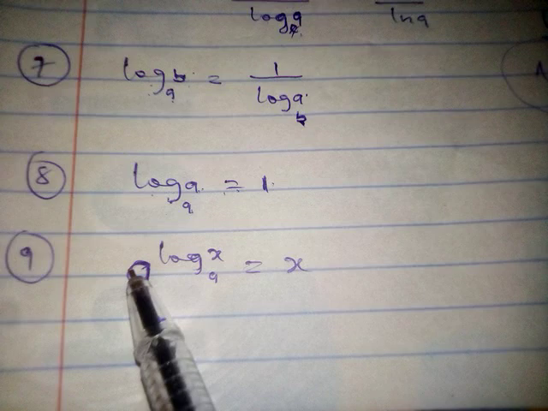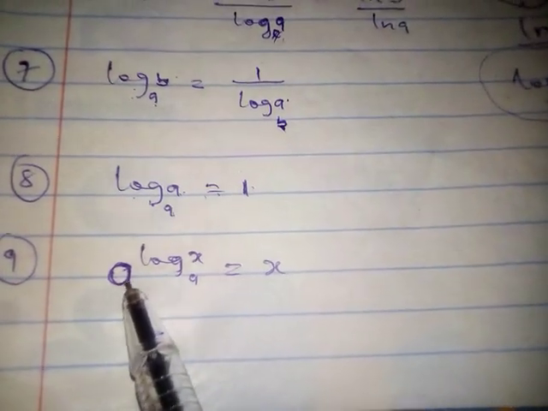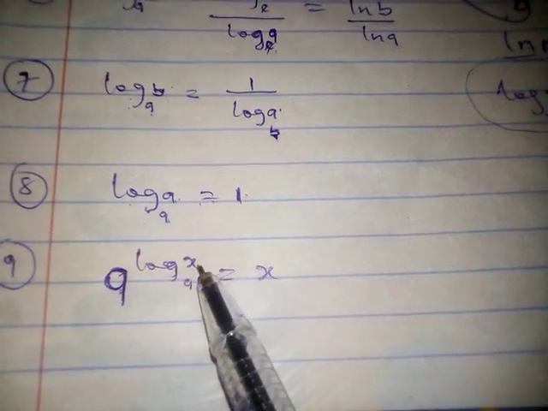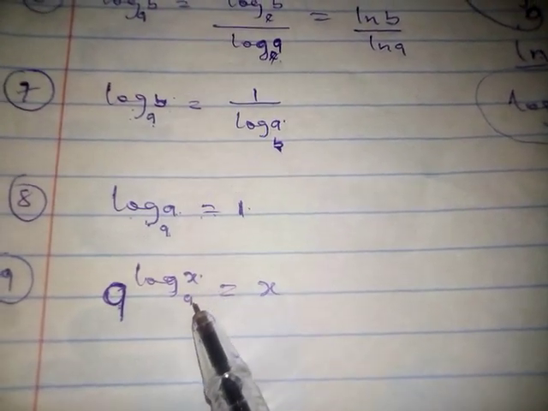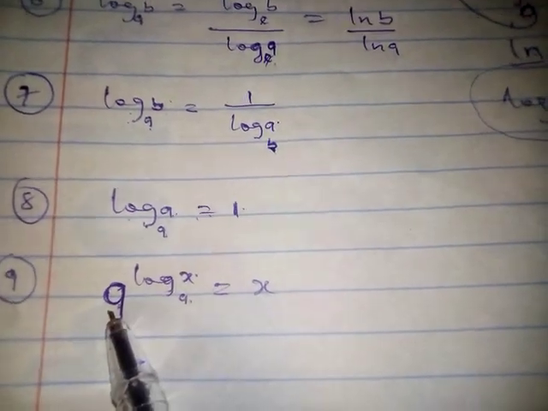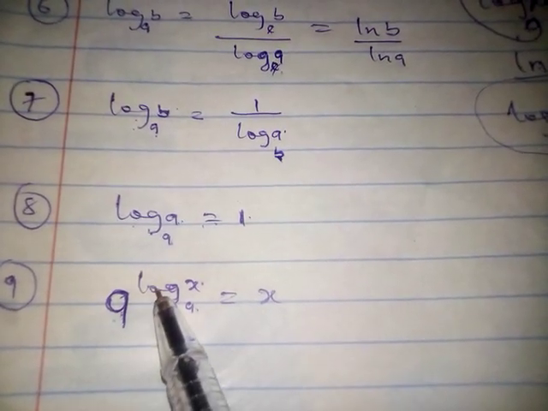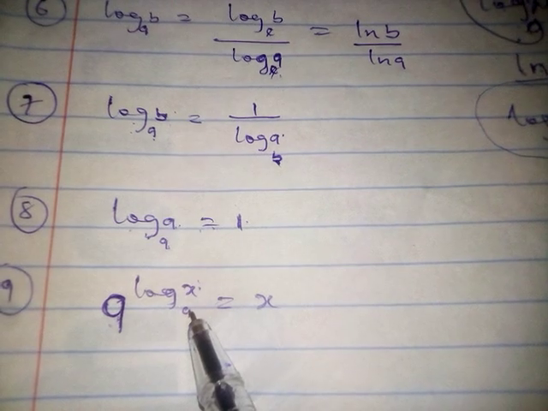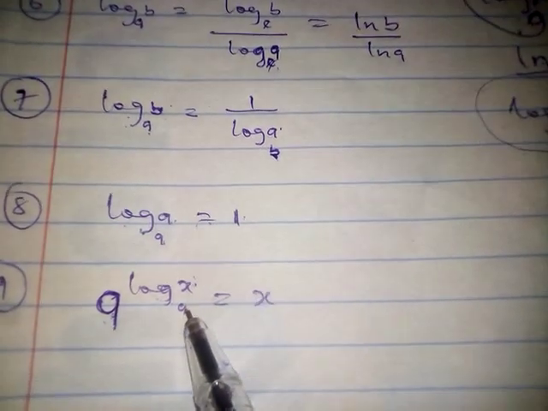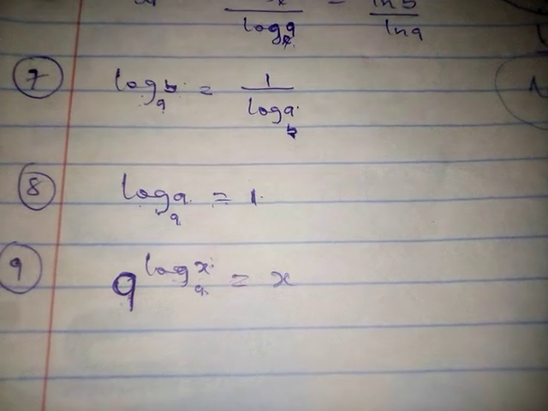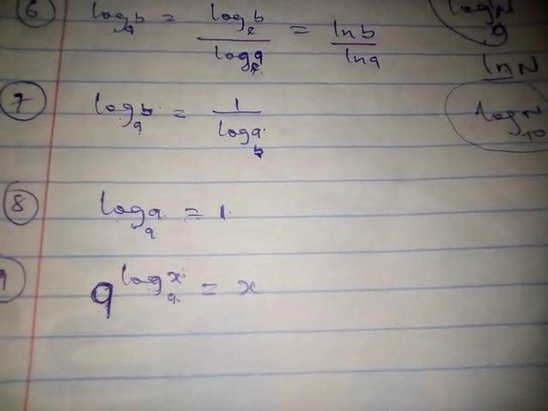Now this one too is also true. You have a raised to the power of logarithm of x with respect to that same value a. I did not put b here. So a raised to the power of logarithm of x with the base a will still give me x. Now I think that's all for the laws of logarithm.